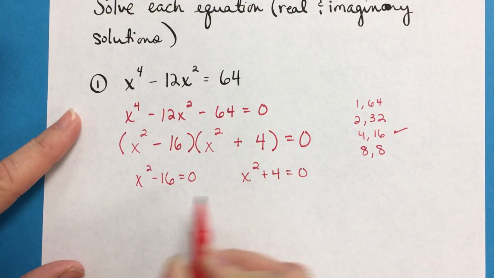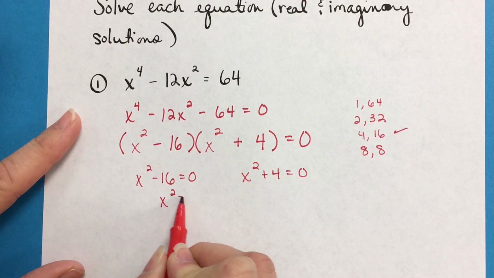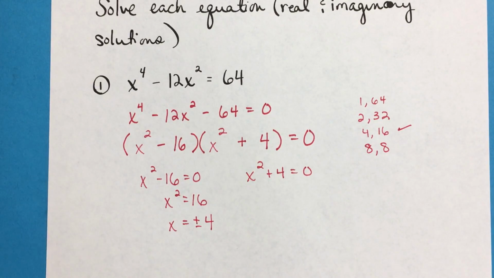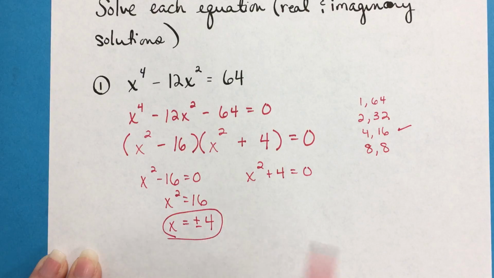So I'm going to take my x squared minus 16 equals 0, and x squared plus 4 equals 0. So if I add my 16, and then I take the square root of both sides, of course the square root of 16 is 4, but remember when you're taking the square root of both sides, you're always going to put the plus minus. Okay, so you've got two answers here.